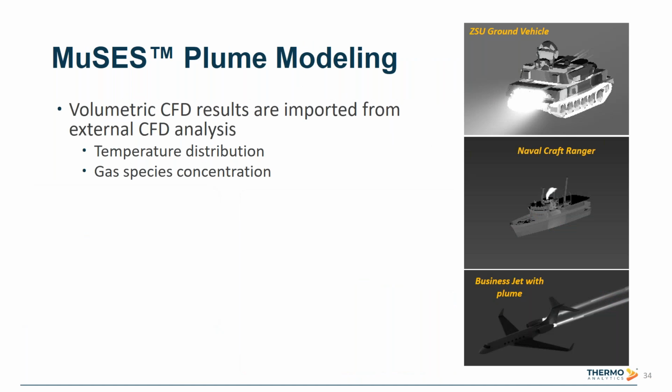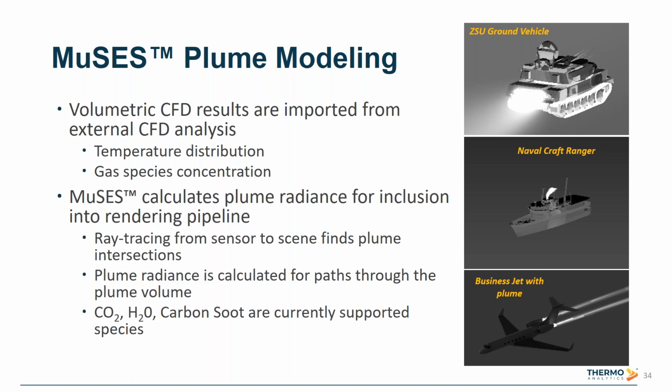To do this, MuSES imports volumetric CFD results from an external analysis. This calculates a plume radiance when creating rendered images of the target. This plume radiance is only calculated for ray tracing paths between the scene and the sensor which pass through the area of the imported CFD results. We can also support the inclusion of CO2, H2O, and carbon soot as species within the plume.